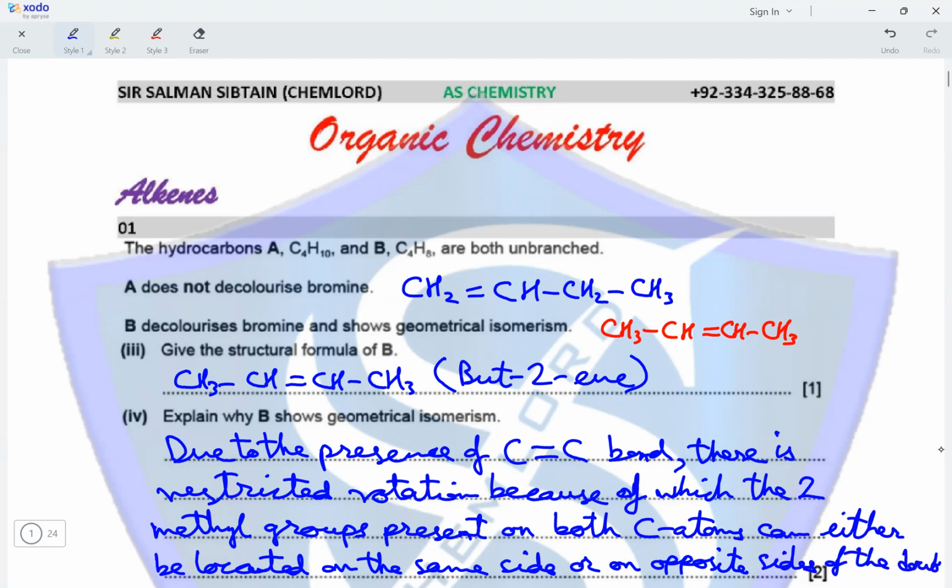double bond. So if both the methyl groups are located on the same side, then they cannot rotate and move to the opposite sides. And if they're already on opposite sides, they cannot rotate and move to the same side of the carbon-carbon double bond. Because of this, we have two isomers that are geometric isomers, a cis isomer and a trans isomer present for but-2-ene.